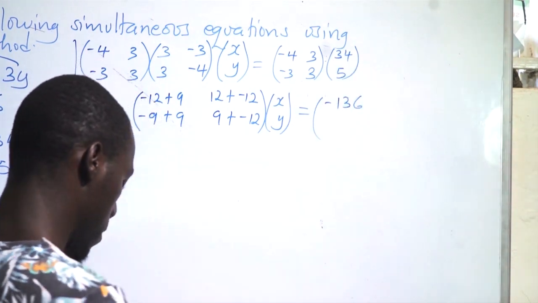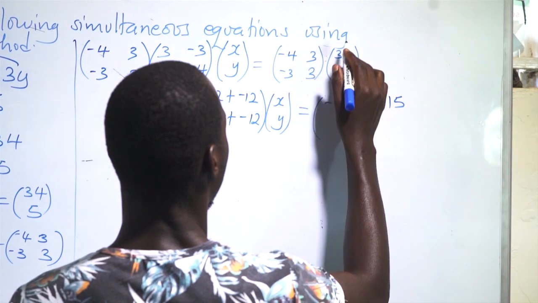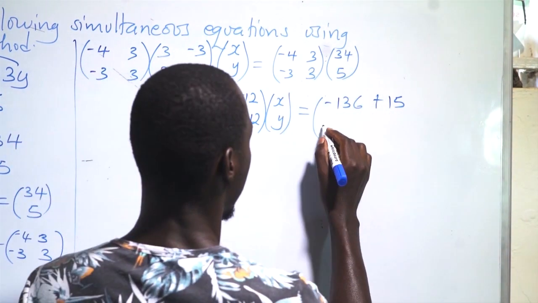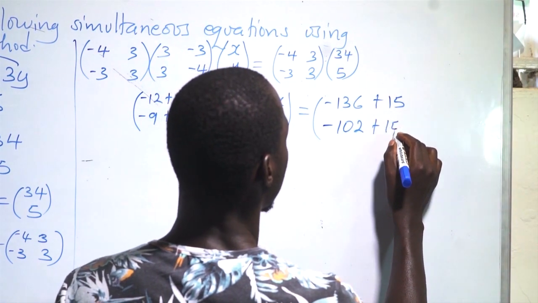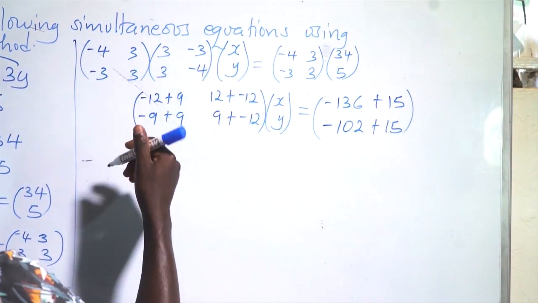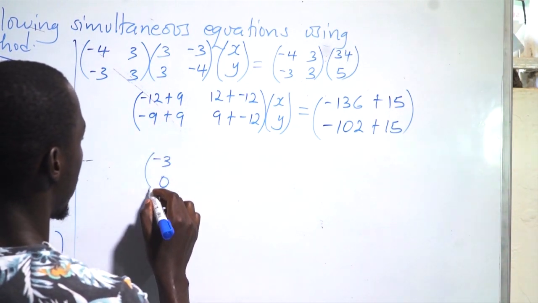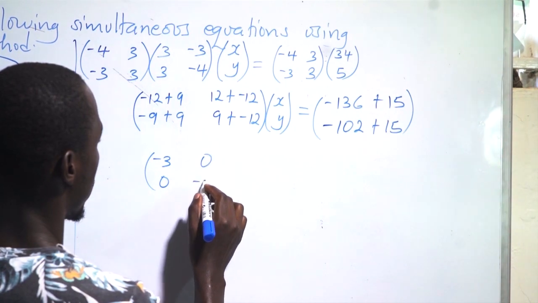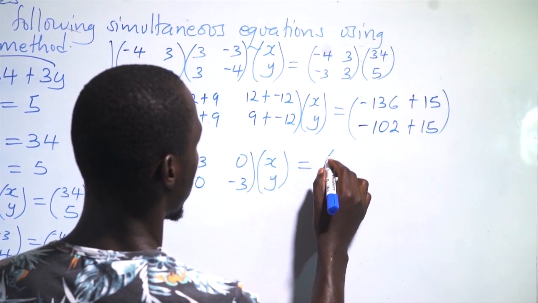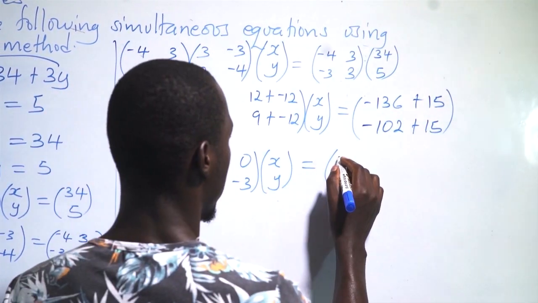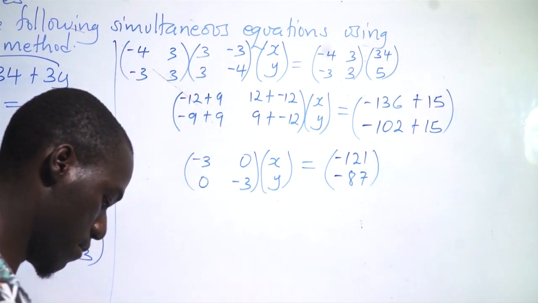Then row by column, I add on the 15. Then row by column, that is the negative 102. Then plus again a 15. So when I add there, I get a negative 3. When I add there, I get a 0. When I add there a 0, negative 3. Then times xy, which is equivalent to, when I add there, negative 121. When I add there, I get negative 87.